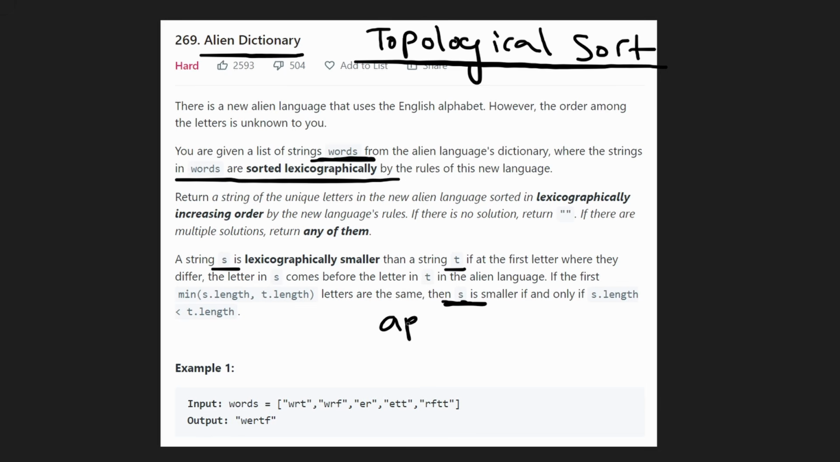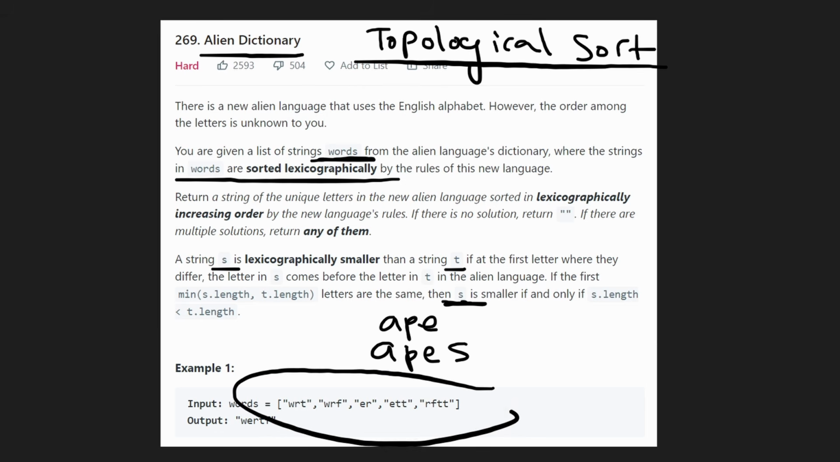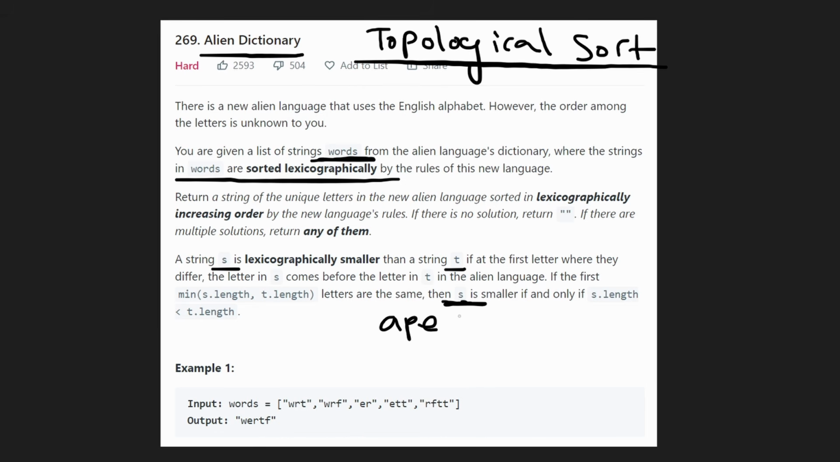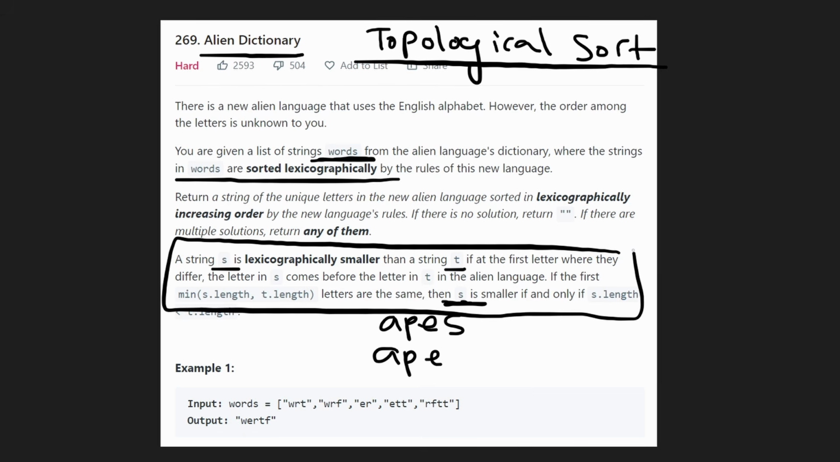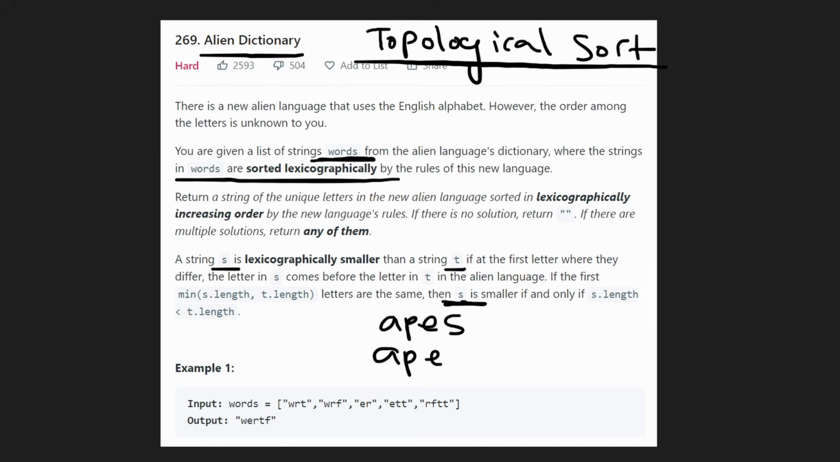So for example, if we had one word ape and another word apes, no matter what, since this word is basically a prefix of the second word, they match, right? So whatever the longer word is going to be is always going to come after the shorter word. And if that was not the case, what if we were given a list of words where that was not the case? What if we were given apes and then we were given ape? Well, based on what they just told us, that's invalid, right? They say the opposite must be true. So what we can say is if we ever see something like this in our list of words, then we know there's no solution, and that's going to be one case where we return an empty string.